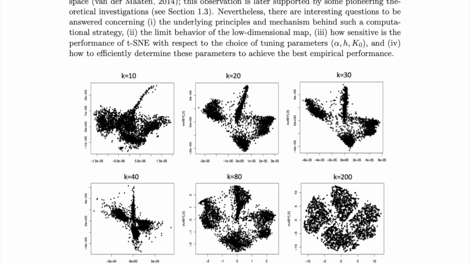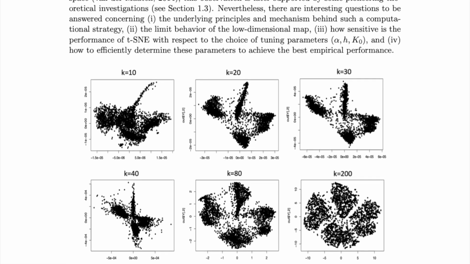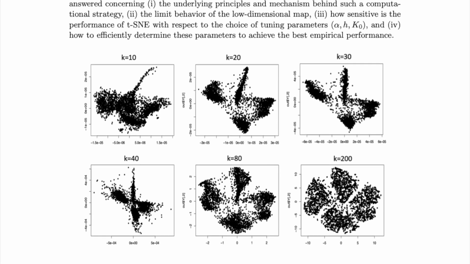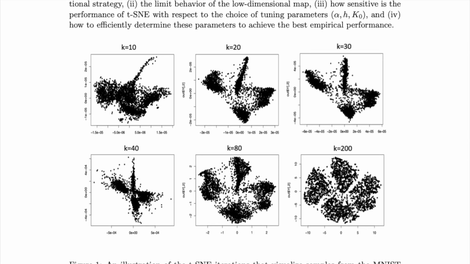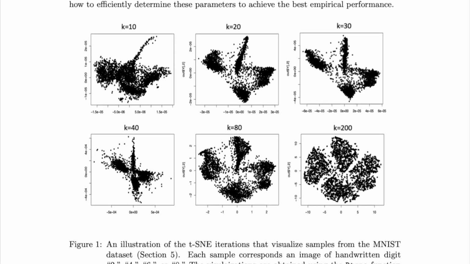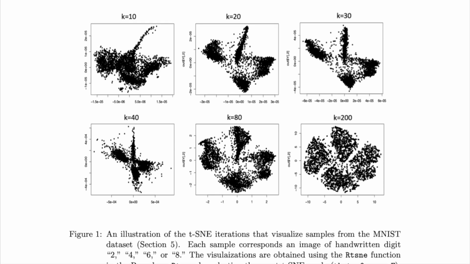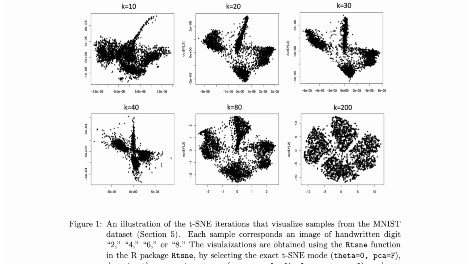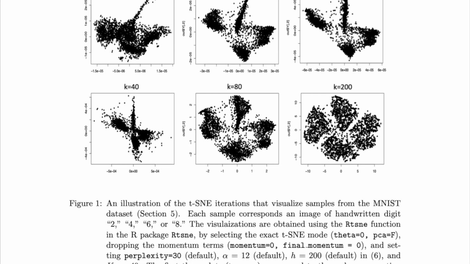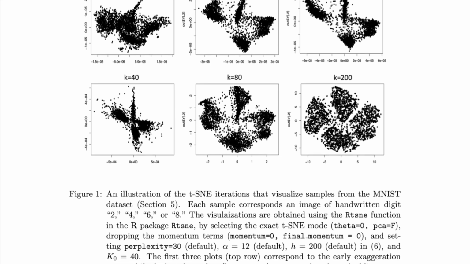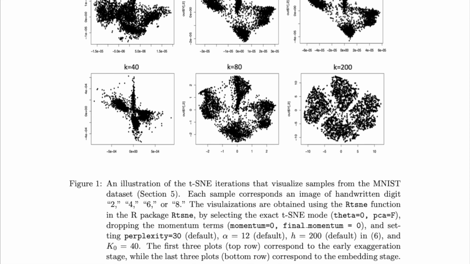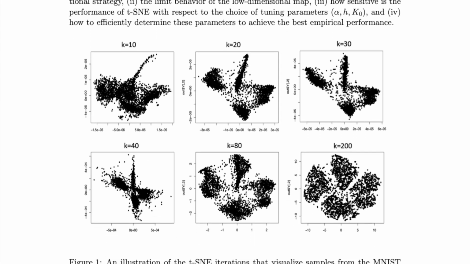Figure 1: an illustration of the t-SNE iterations that visualize samples from the MNIST dataset, section 5. Each sample corresponds to an image of handwritten digit 2, 4, 6, or 8. The visualizations are obtained using the Rtsne function in the R package Rtsne by selecting the exact t-SNE mode, theta equals 0, dropping the momentum terms, momentum equals 0, final momentum equals 0, and setting perplexity 30 (default), α equals 12 (default), h equals 200 (default) in (6), and k0 equals 40. The first three plots, top row, correspond to the early exaggeration stage, while the last three plots, bottom row, correspond to the embedding stage.